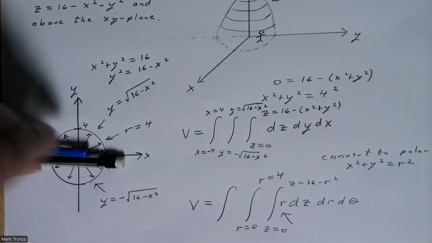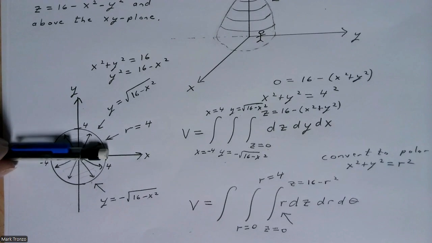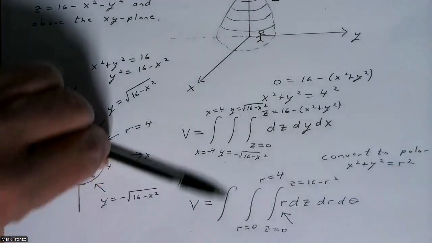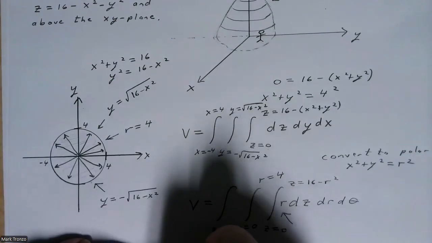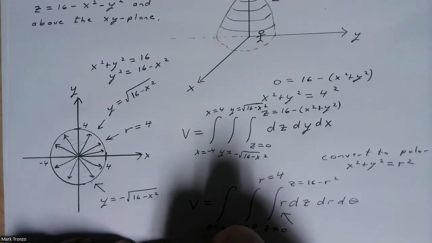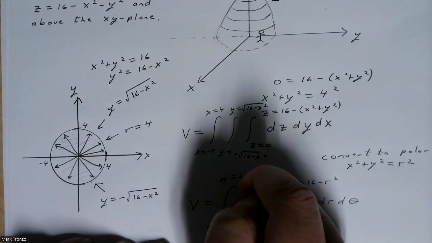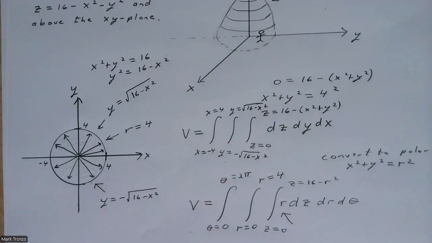And again, for our angle, we're starting at theta equals 0, goes all the way around to theta equals pi over 2. Excuse me, theta to 2 pi. The last one, 0 to 2 pi.